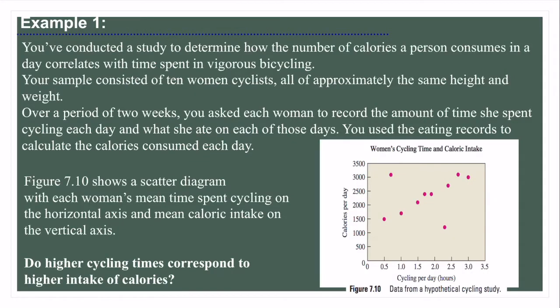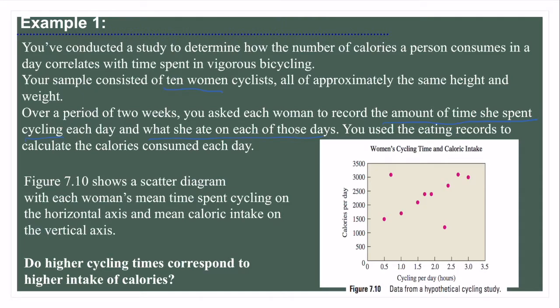So let's say you've conducted a study to determine how the number of calories a person consumes in a day correlates with time spent in vigorous bicycling. Your sample consisted of 10 women cyclists, all of approximately the same height and weight. Okay, cool. Accounting for variables, good idea. Over a period of 2 weeks, you asked each woman to record the amount of time she spent cycling and what she ate on each of those days. And you used the eating records to calculate the calories consumed each day.